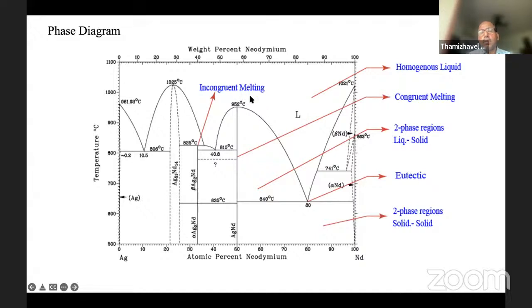The congruent melting compounds can be grown by the Czochralski method, that is directly from their melt, whereas the incongruent melting compounds have to be dissolved in some solvent. And for that, you need to find out what is the suitable solvent. Some other points in the phase diagram: this is a composition which has the lowest melting point of silver and neodymium, for this 80-20 ratio, and this is called the eutectic composition. The eutectic composition means it has the lowest melting point in this phase diagram. So sometimes we take advantage of this eutectic composition, and we use it as a solvent to grow the crystals using this high temperature solution growth or the flux growth method.